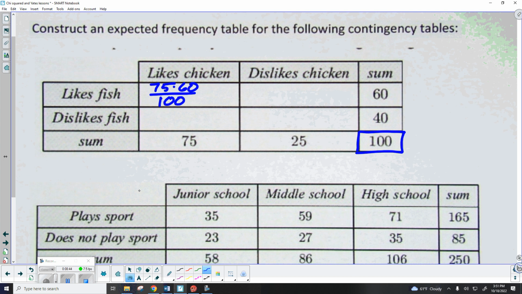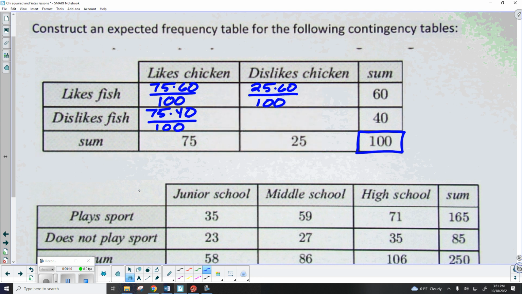Let's say I want the expected number of people who like fish but dislike chicken. Okay, so 25 times 60, again, divided by 100. Okay, what if I want the expected number who don't like fish and then like chicken? 75 times 40, and then we'll divide that by 100.